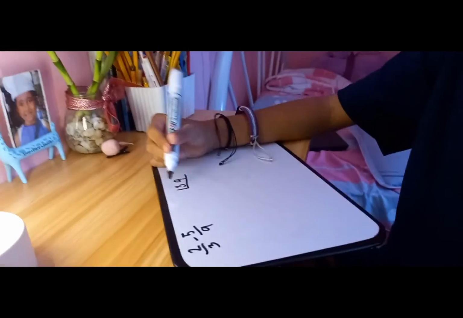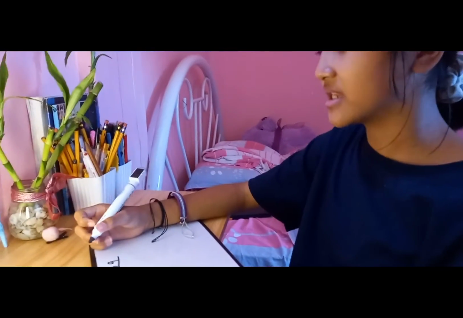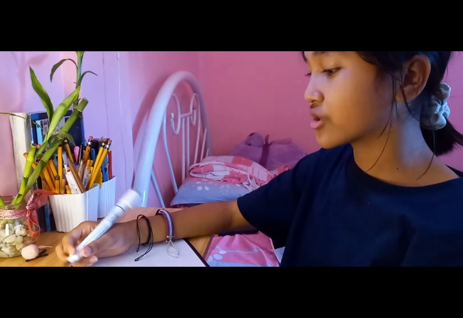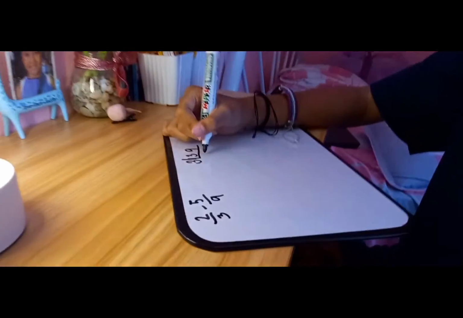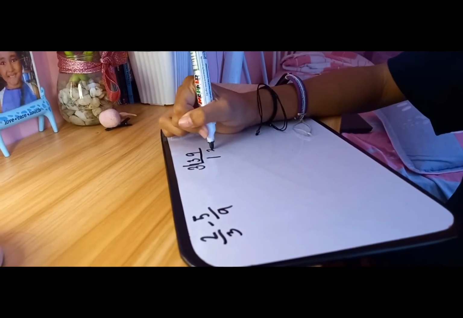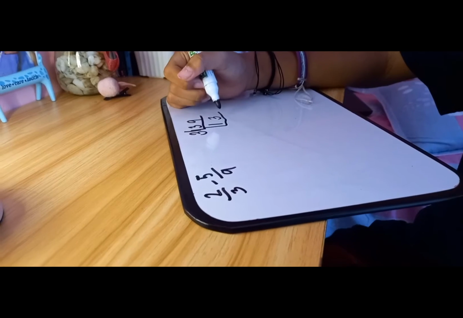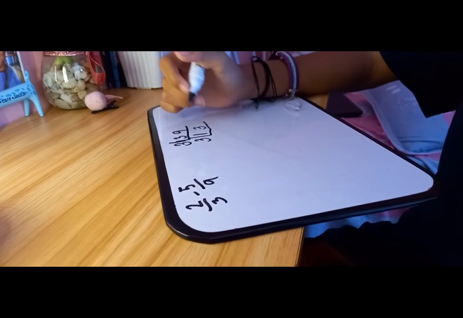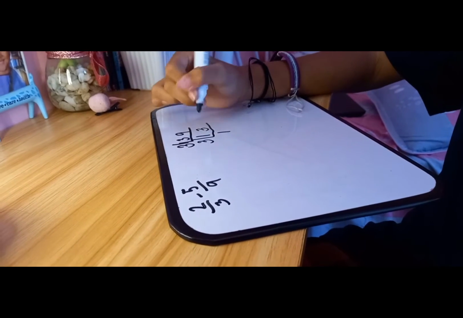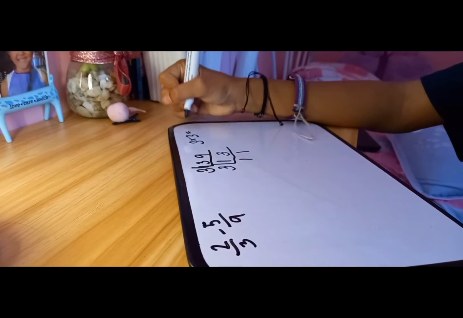Okay, so we need to think of a prime factor or prime number that can divide these two numbers. So, 3 is divisible by 3 and 9. So, 3 divided by 3 is 1. Then 9 divided by 3 is 3. And then we need to think of another prime number that can divide 1 and 3. So 3 is divisible by 1 and 3. So just bring down 1, and then 3 divided by 3 is 1. So we need to get the LCD by multiplying 3 times 3 equals 9.